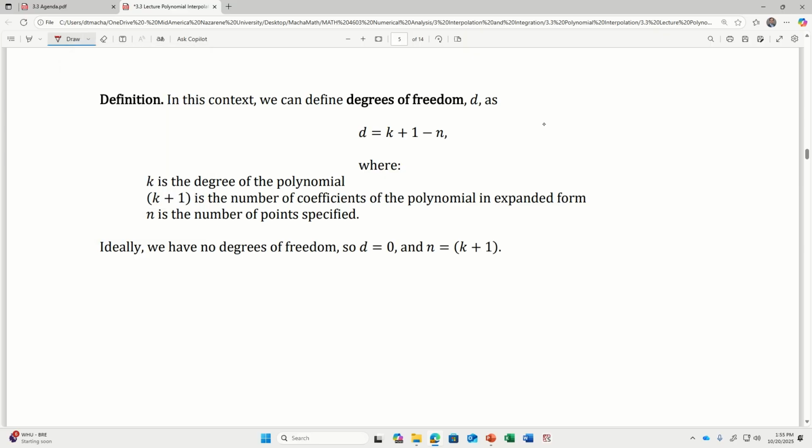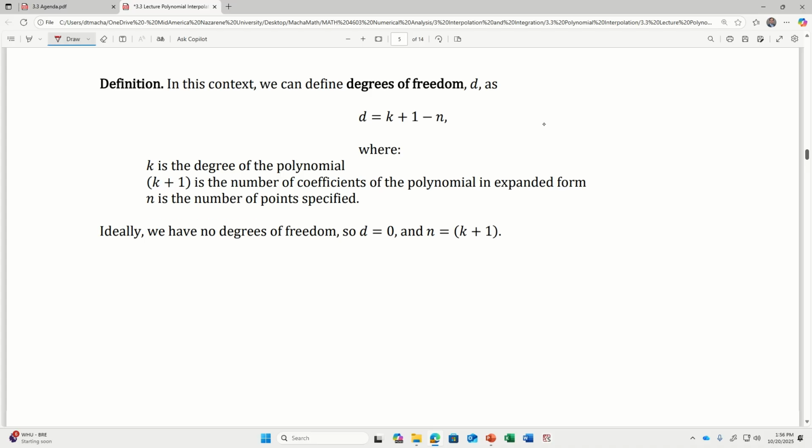So sometimes we use the term degrees of freedom. If k is the degree of my polynomial, then k plus 1 is going to be the number of coefficients that I need to specify in my polynomial. And if n is the number of points I'm trying to interpolate, then my degrees of freedom is going to be k plus 1 minus n. And ideally, we'd like to have no degrees of freedom.